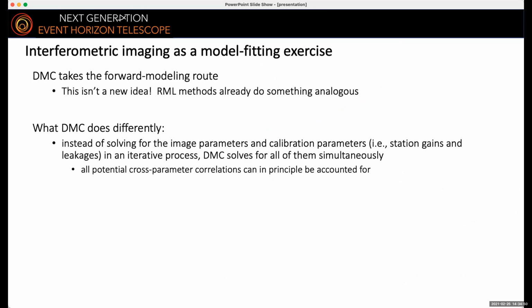But of course, although DMC uses a forward modeling approach like the RML imaging methods, it's not otherwise operating in the same way as them. And for one, DMC explores the joint parameter space of polarized images and calibration quantities all at once, rather than in some sort of iterative process or in some linearized regime.